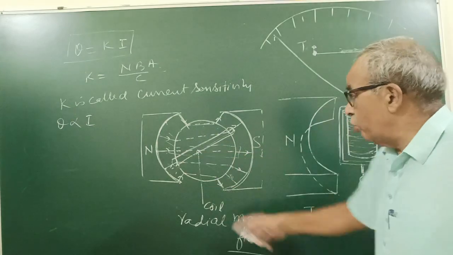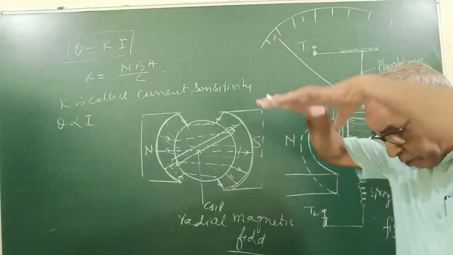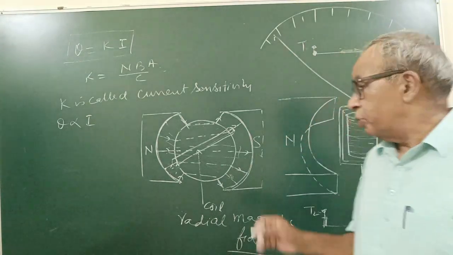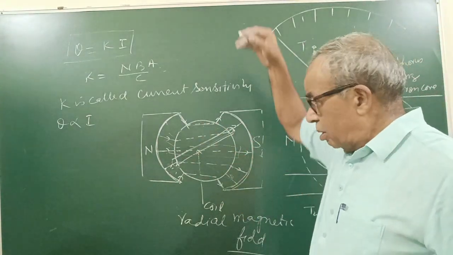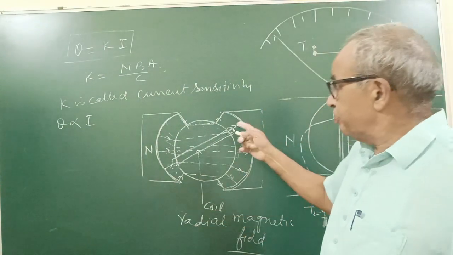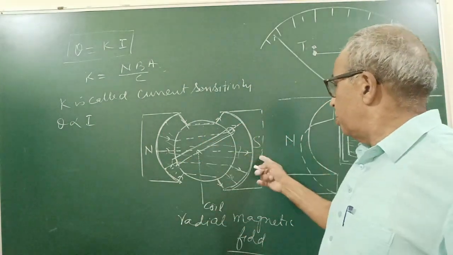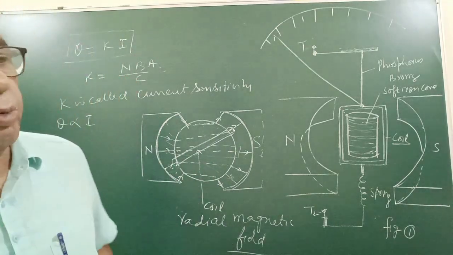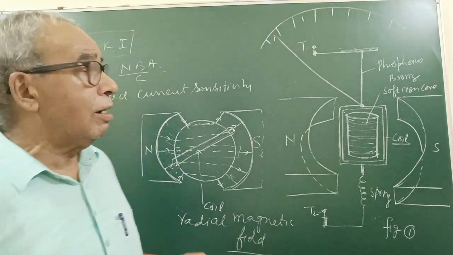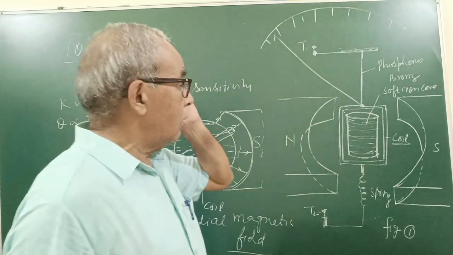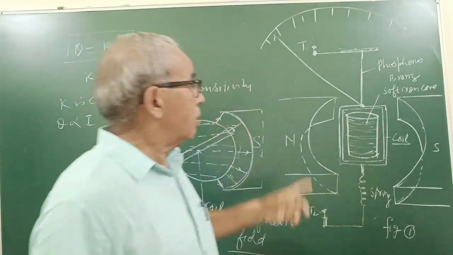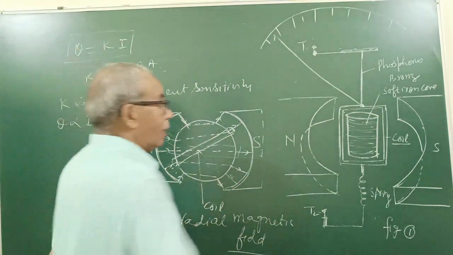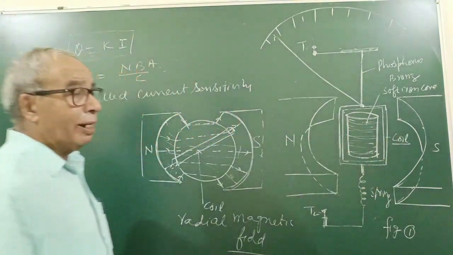This figure shows the cross section when we are looking downward. So this is the cross section of the cylinder. ऊपर से देखें हम. These are north pole, south pole. So what makes the field radial? The concave shape of pole, cylindrical core, rectangular coil of insulated wire make radial magnetic field.